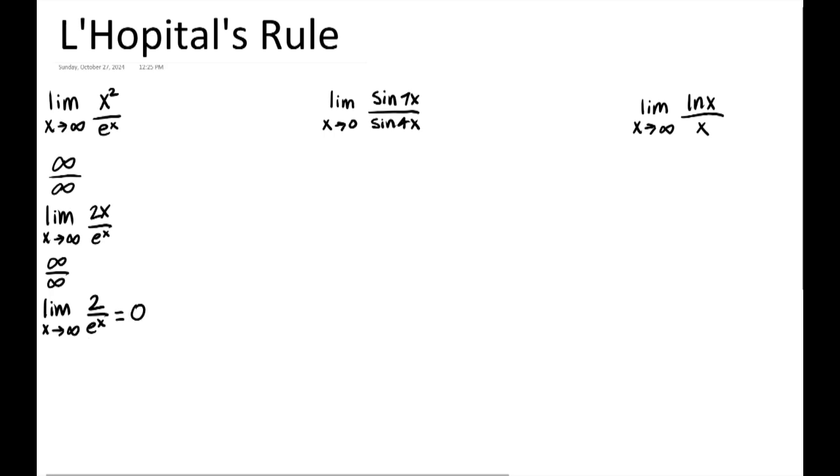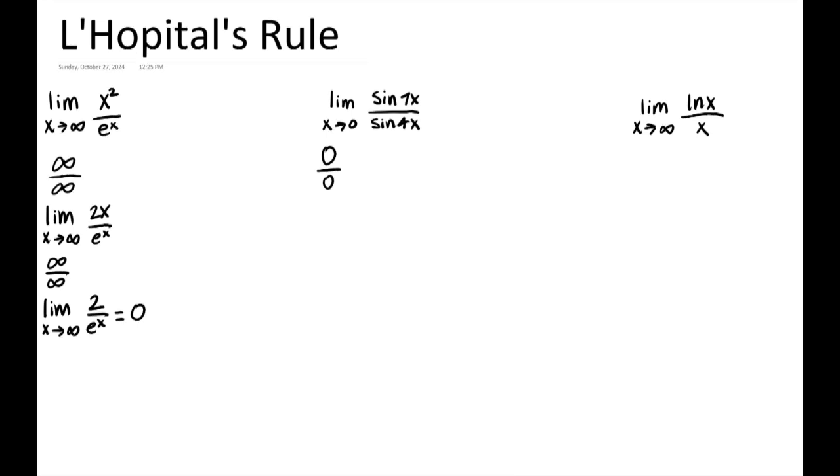Let's move on to our second example. We have the limit of x approaching 0 of sine of 7x over sine of 4x. So how can we solve this? Well, if we plug in x as 0, we end up with the answer 0 over 0, which is indeterminate, which means we can apply L'Hopital's rule.